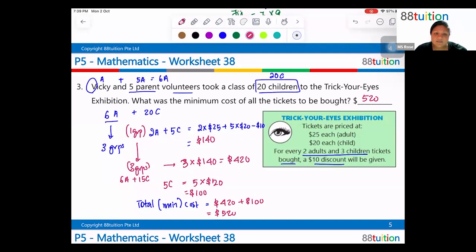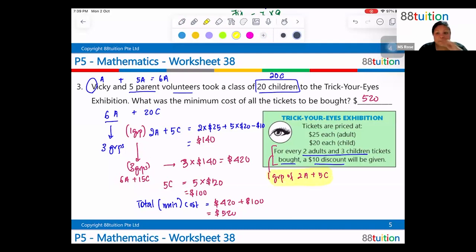Bella, that answer is for which question? Okay. All right, so it's $520. So in this case, it is cheaper to group them into one group of 2 adults and 5 children.